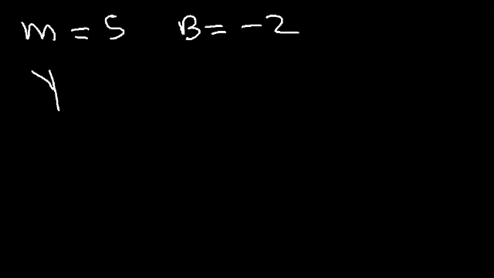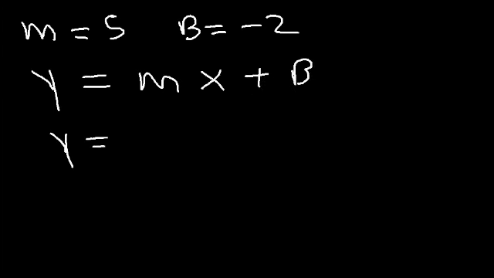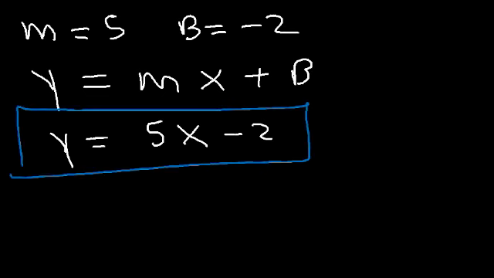If you're given the slope and the y-intercept, how can you use that information to write the equation of the line? If you want to write the equation of the line, given these two pieces of information, use the slope-intercept form of the equation. So m is 5 and b is negative 2. So the equation is y = 5x - 2 in slope-intercept form.